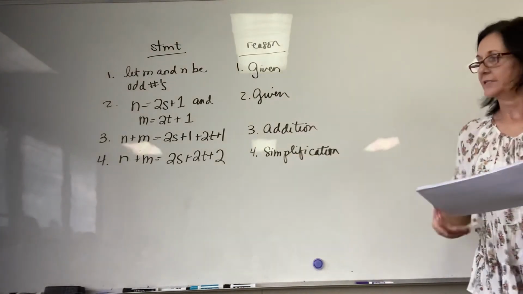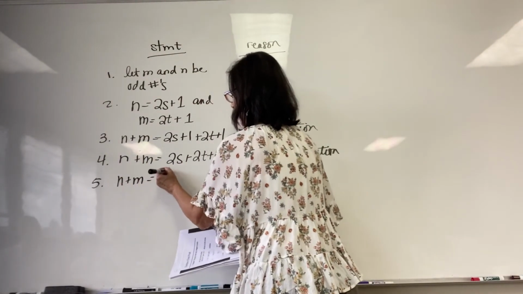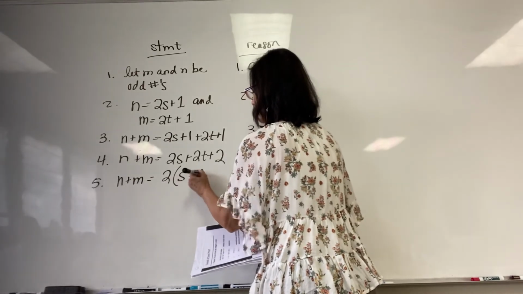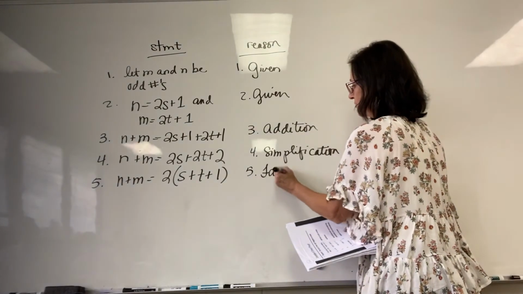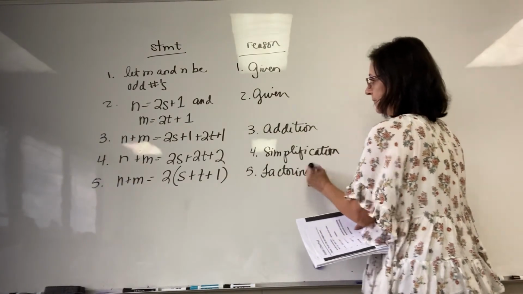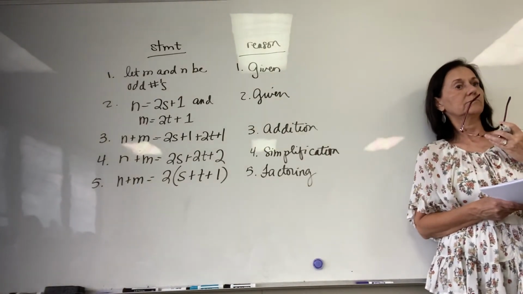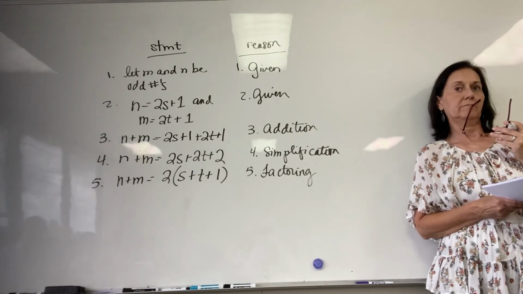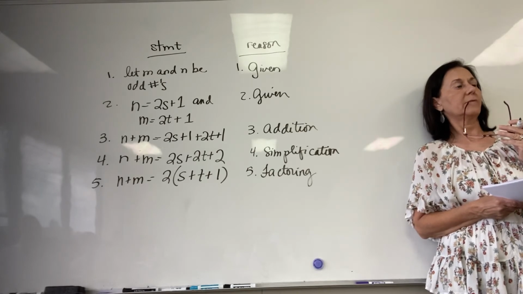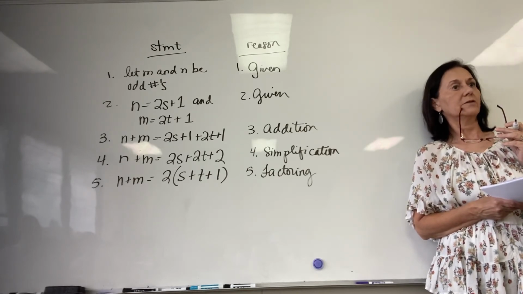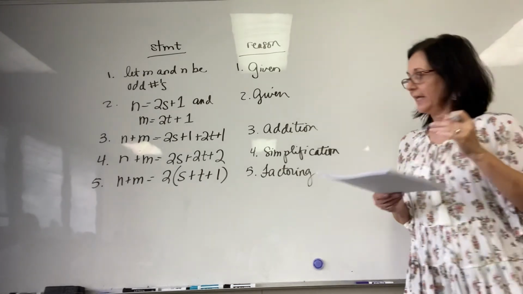I can actually factor out a 2, right? I could say N plus M equals 2 times S plus T plus 1, and I would call that factoring. That's what you do in algebra, right? What is 2 times any value? Two times any value is what? Double that value. Is it going to be an even or an odd number? Always going to be an even number, right? Always going to be an even number.